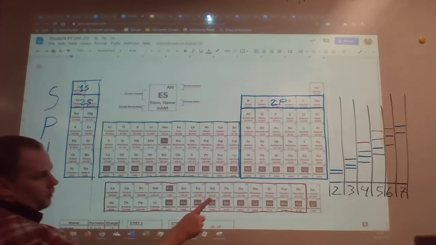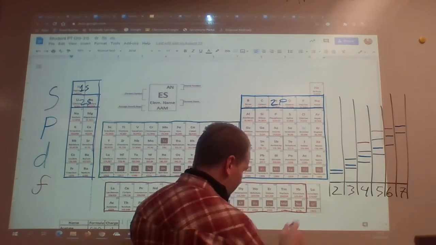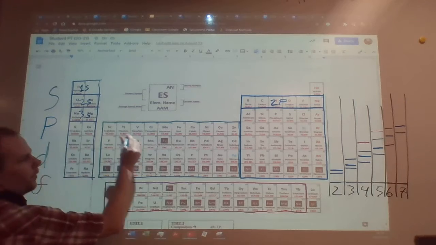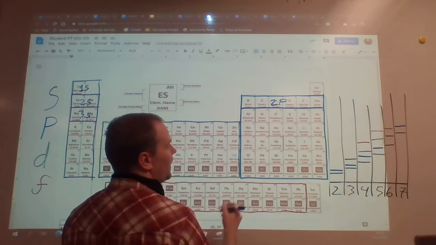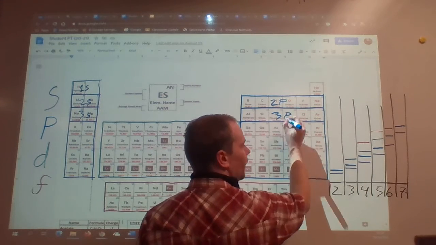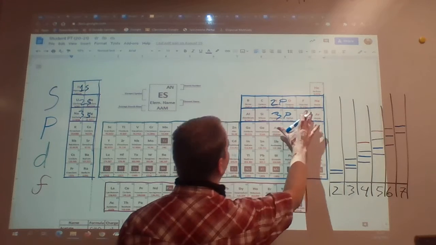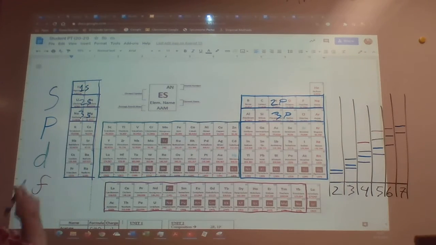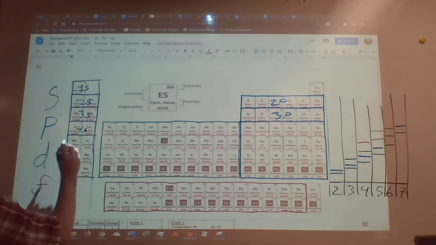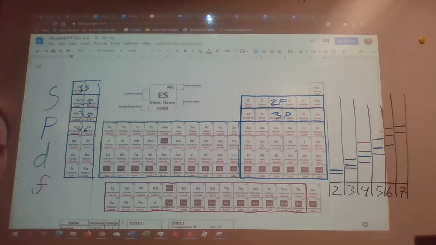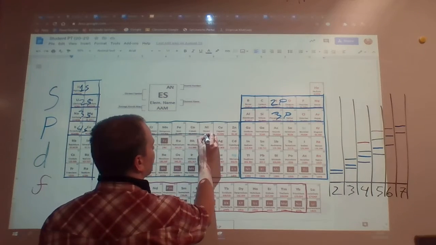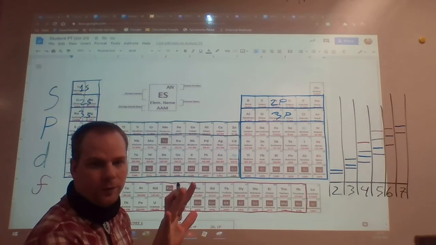Then we come back over here. Well, first here. Next is 3s. Then 3p. And logically, next should be D, but we see that the next on the periodic table is actually 4s. Then comes 3D here.